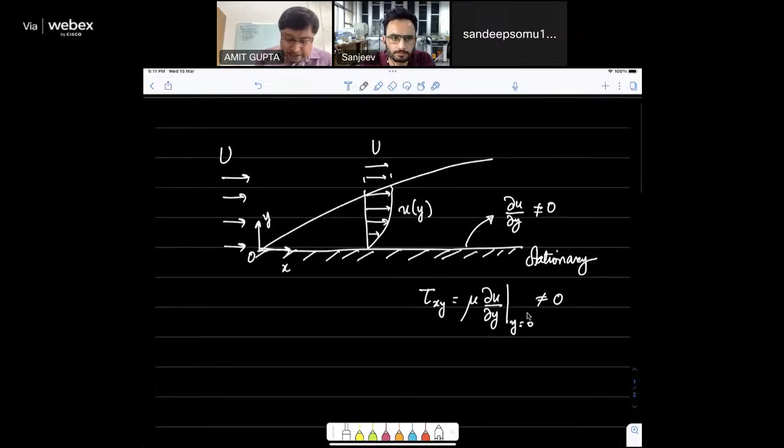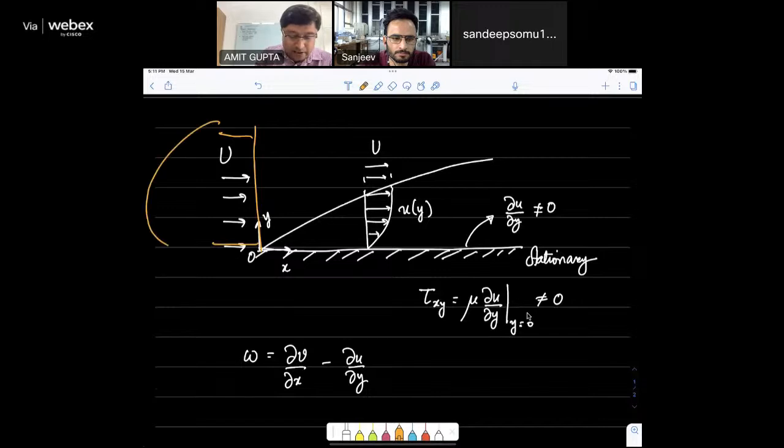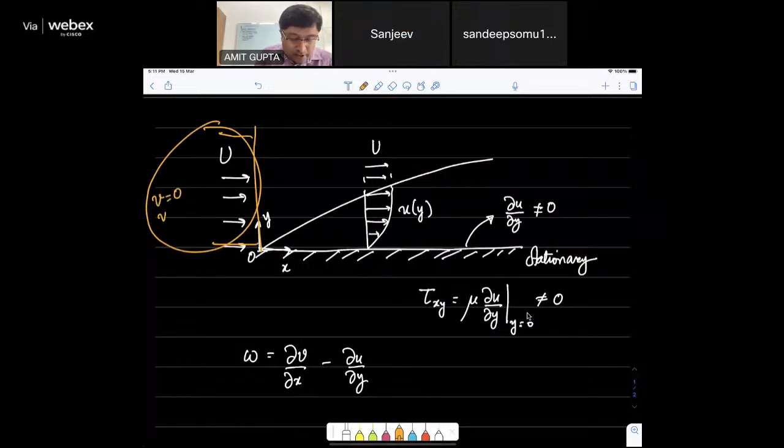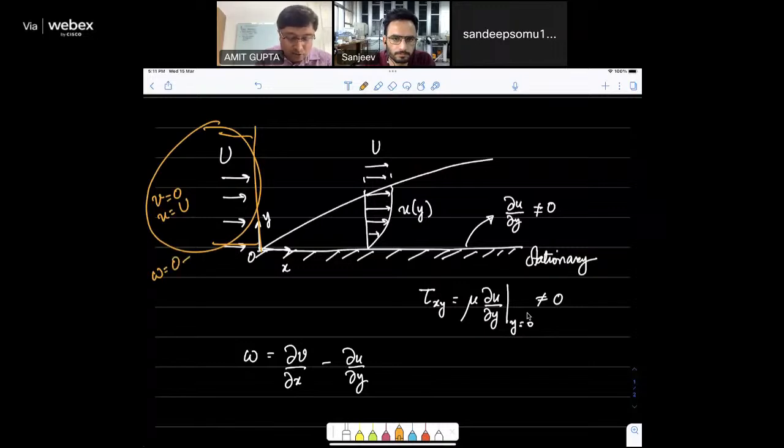Now, the vorticity in this case would be dv/dx minus du/dy. If I consider the flow to the left of this plate, everywhere in this region, v is 0, where v is the y component of velocity, and u is capital U, which means omega, which is dv/dx, is 0, and du/dy, u is constant U, so this is 0. So omega here is 0 in this region.